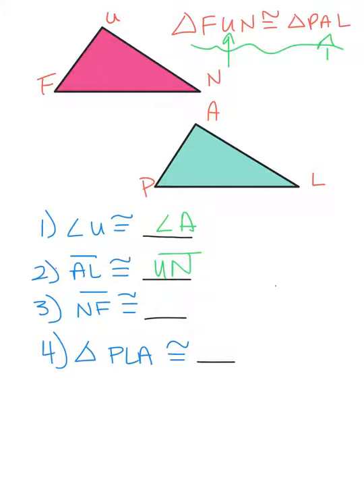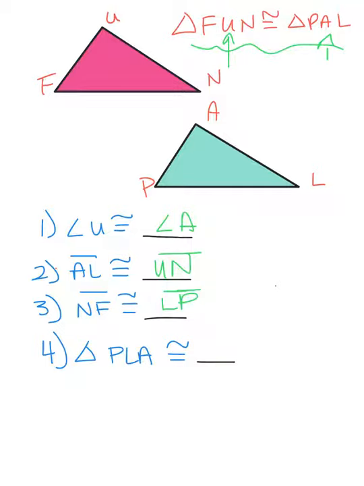The same thing is true for number 2. Segment AL is congruent to segment UN. Now I want to point out on this statement as a reminder that congruency statements have segment bars on top when talking about segments. So I will definitely need a segment bar on top of both AL and UN. Now looking at number 3, segment NF is congruent to segment LP. Again, the segment bar has to go on top.